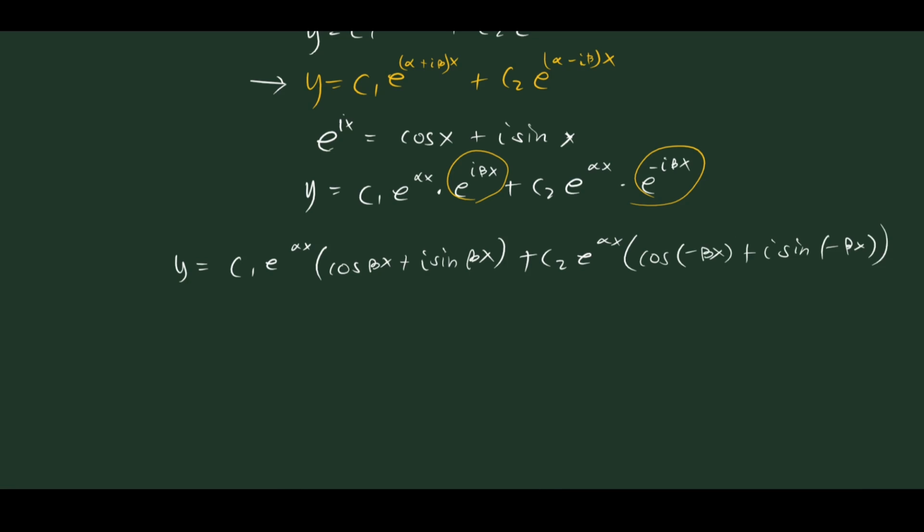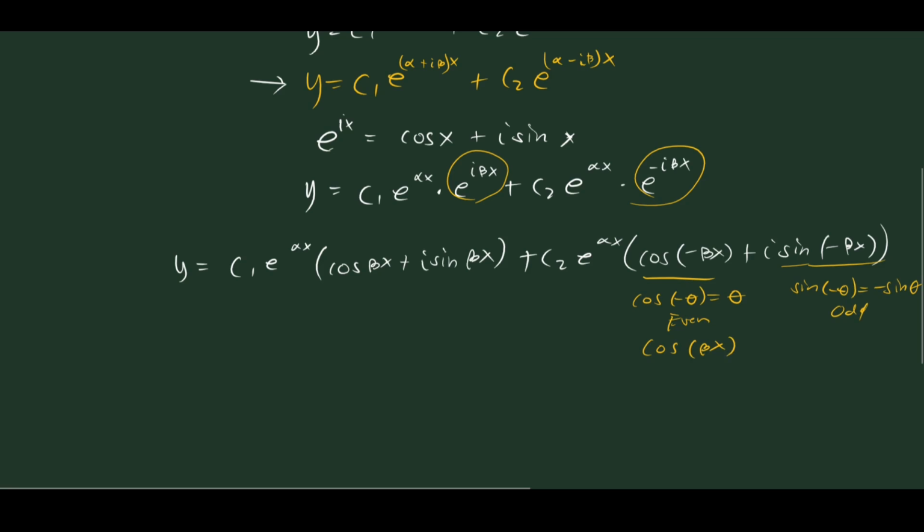Let's simplify this a little bit here. If we recall our trigonometric identities, we know that cosine of negative theta is equal to cosine theta, because cosine is an even function. And sine of negative theta is equal to negative sine theta, because sine is an odd function. So this is cosine beta x, and this will become negative sine of beta x right there.